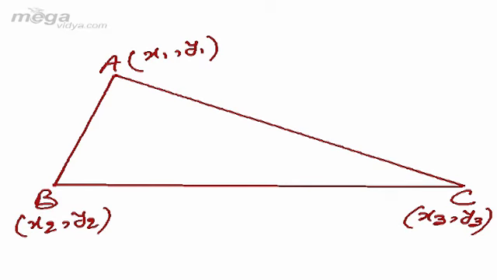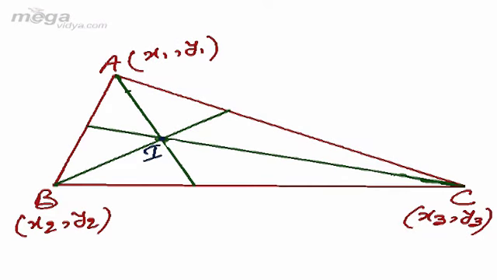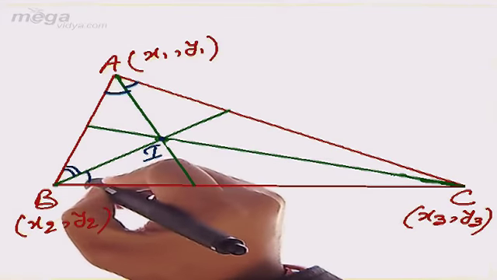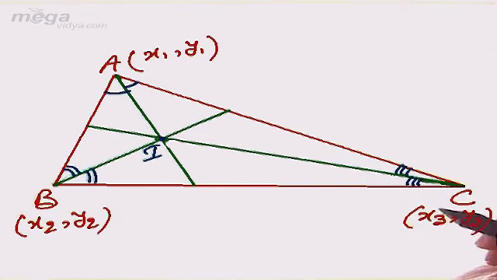Now we will draw the angle bisector of each angle. This is the first bisector, this is the second angle bisector, and this is, suppose, I, which is the incenter and which bisects the angle. So this angle is equal to this angle, and this angle is equal to this one. Take AD as the bisector of angle A. Now you have to find out the coordinate of I, that is the incenter.